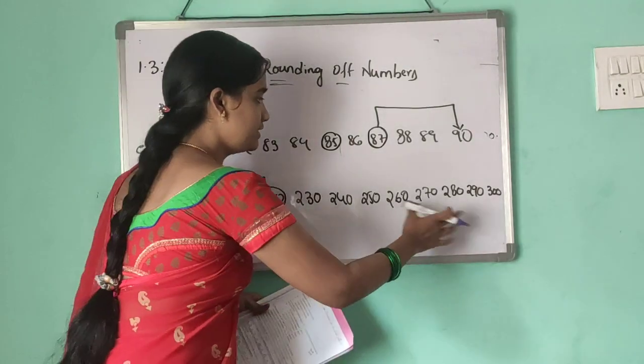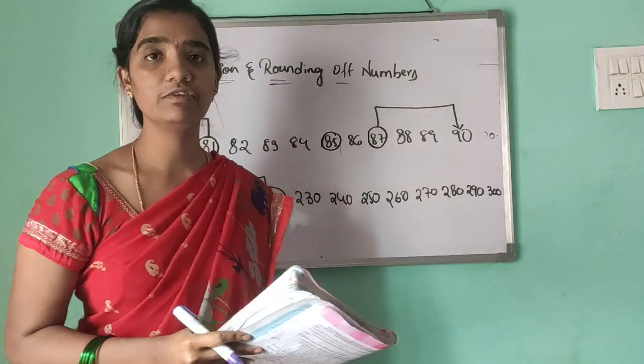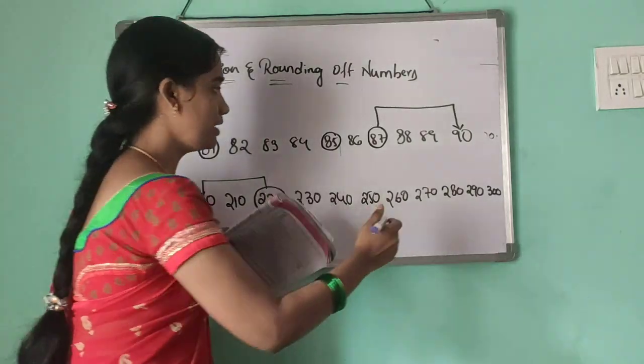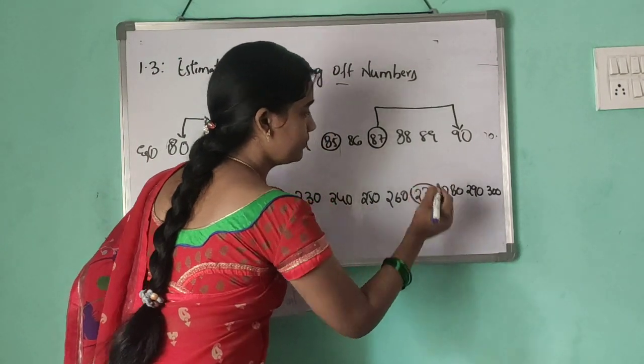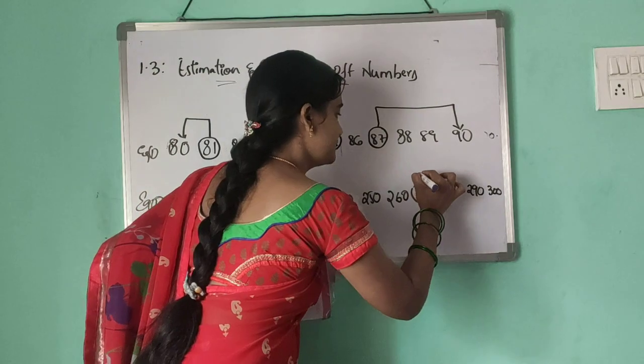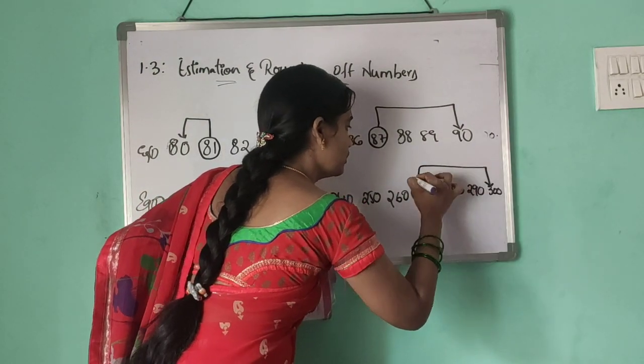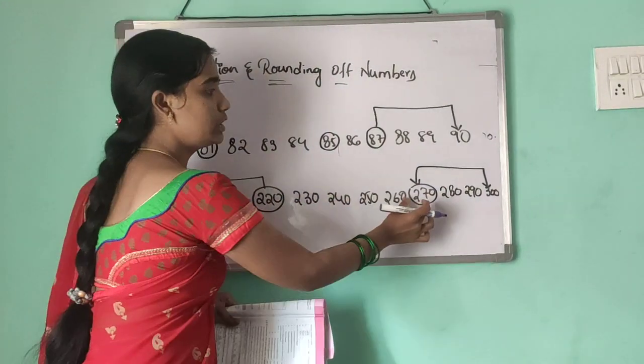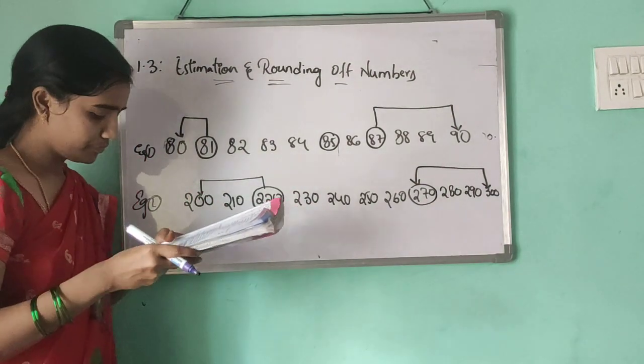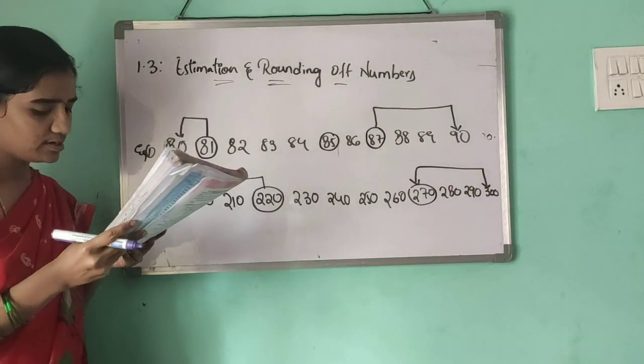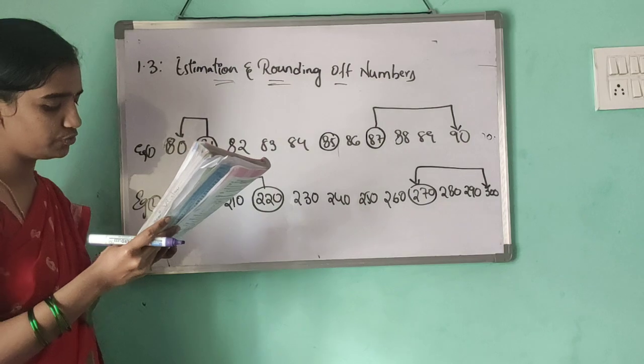Okay. Among these, coming to this one, 270 is taken. Which is the nearest number? 300 is the nearest number. So we have to round 270 to 300. Okay. What is the rounding of the number for 250? Why?